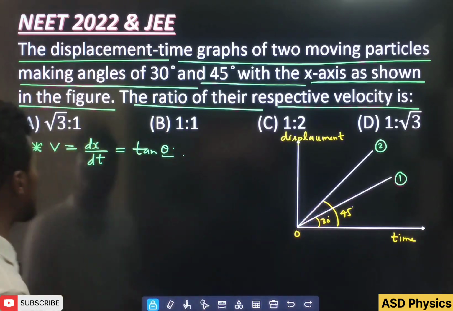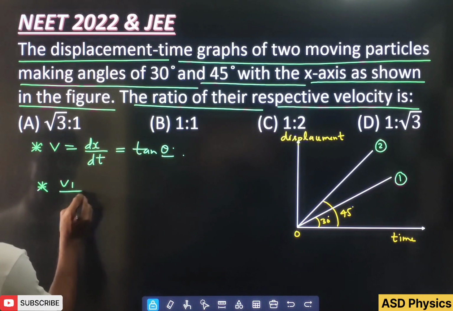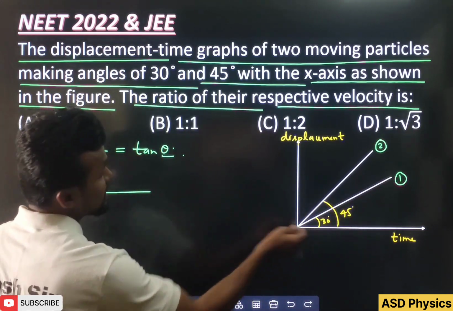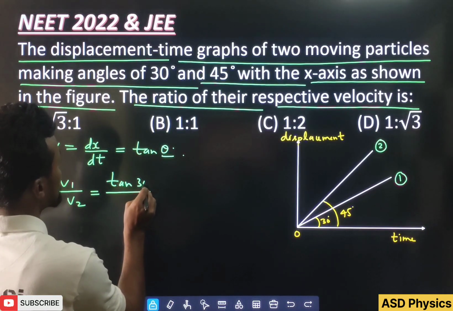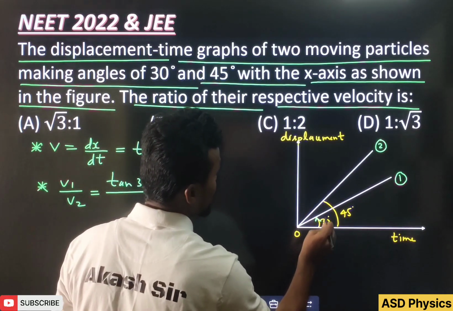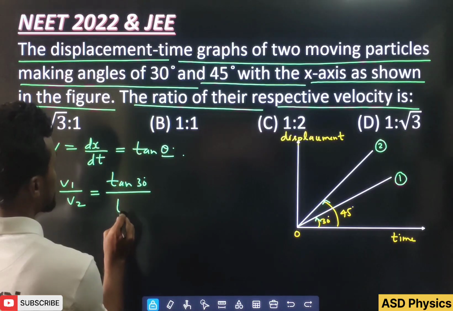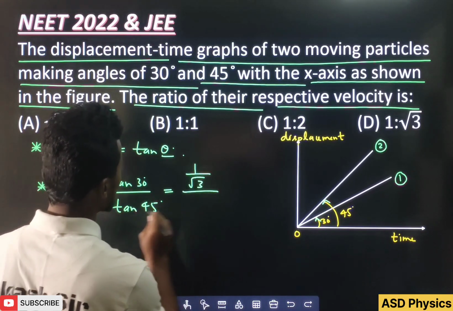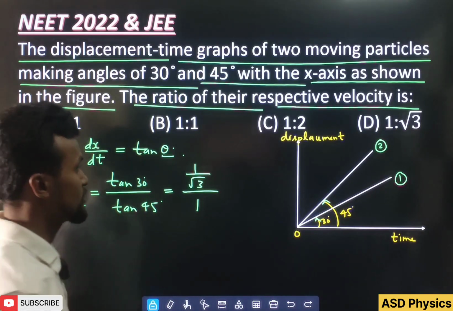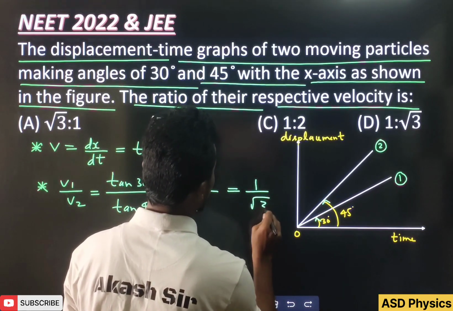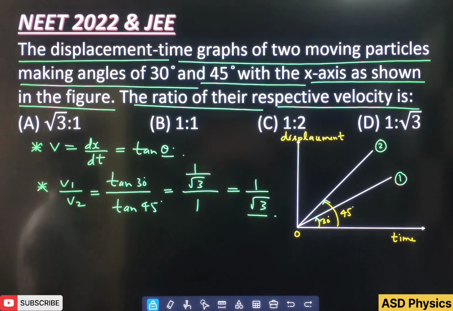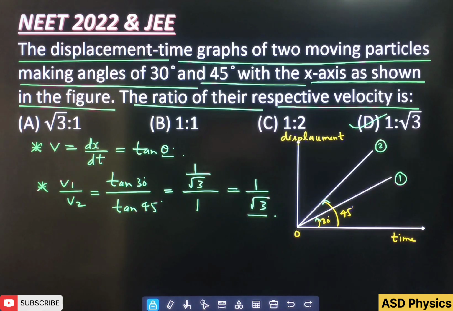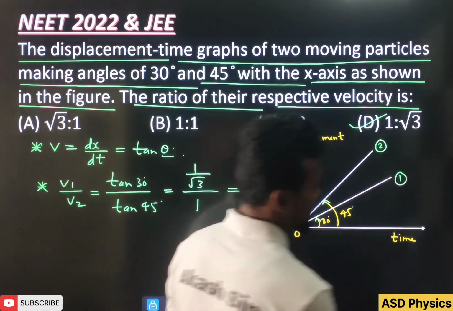Okay, so here in the question, we can write V1 by V2 is equal to, for the first one, how much angle you can see? 30 degree, is it? So we can write here tan 30 degree. For the second one, how much angle? See, angle is always measured anti-clockwise, is it? So this will be tan 45 degree. Tan 30 degree, we know is 1 by root 3. Tan 45 means 1. That means what is coming here? 1 by root 3. So can you check any option with 1 by root 3? Yes. The correct option is here. Option D is the answer. Is it? Very, very basic question. Now we'll go to the next one.